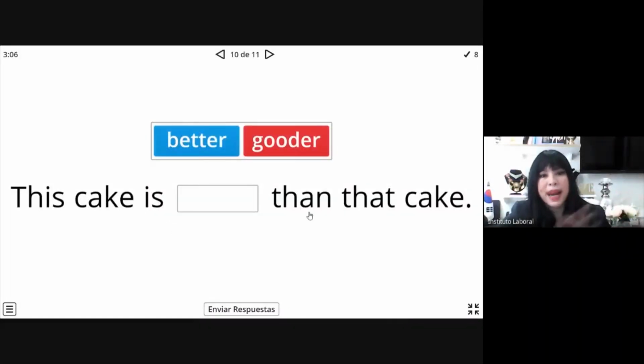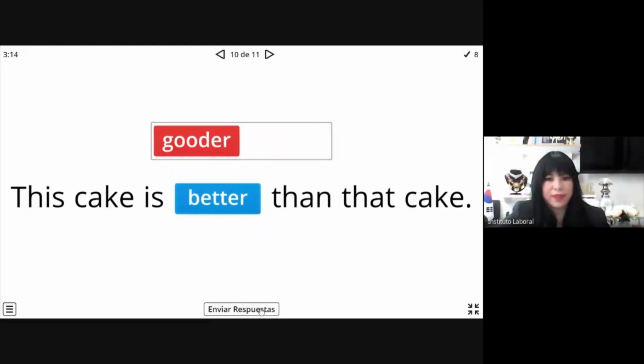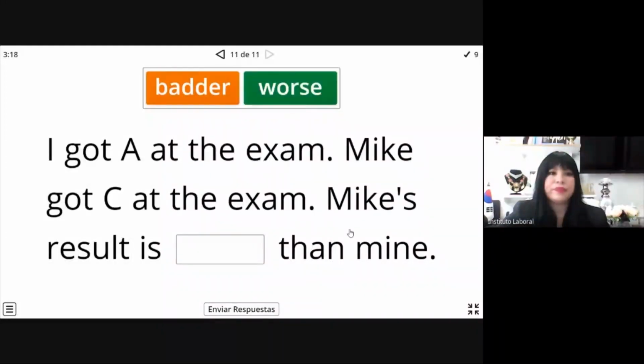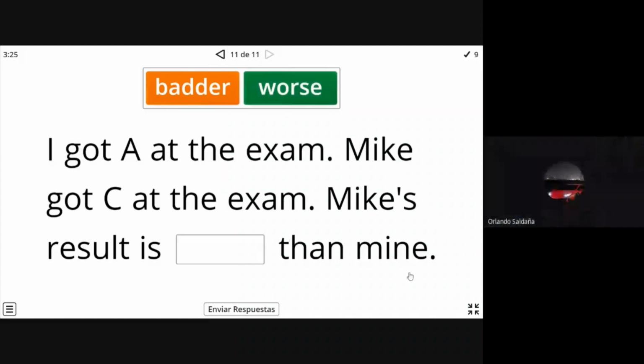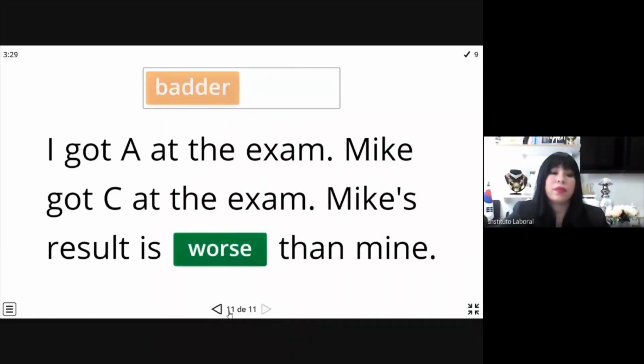This cake is blank than that cake. This cake is better than that cake. Very good. Than that cake. I got an A at the exam. This is like a 5. Mike got a C, a 3, at the exam. Mike's result is better or worse than mine.